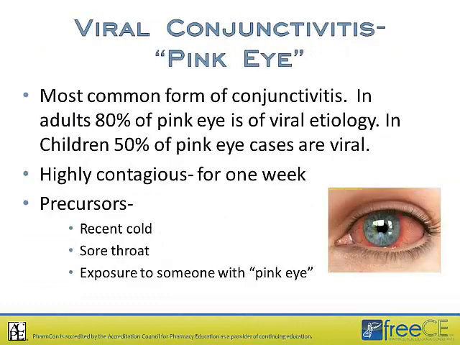A very common form of eye redness is viral conjunctivitis, commonly referred to as pink eye. It's the most common form of conjunctivitis. In adults, 80% of all pink eye is due to a viral etiology. In children, it's about half and half, half bacteria, half virus. It is highly contagious for about 1 week, and some of the precursors are a recent cold, a sore throat, or exposure to someone with pink eye.